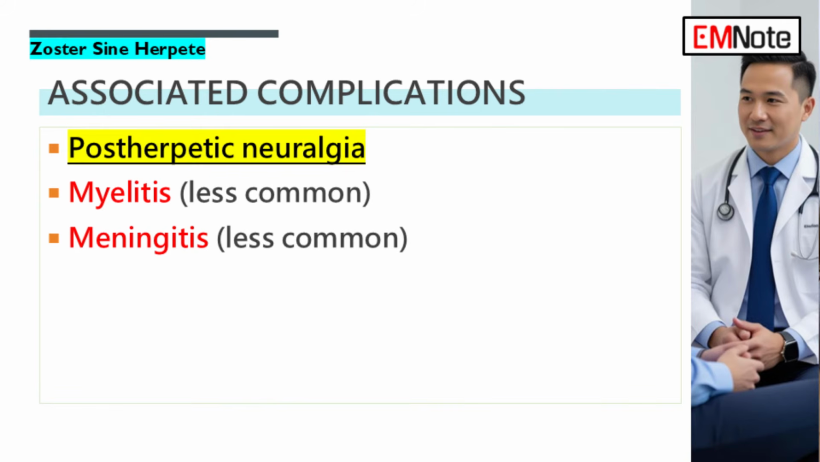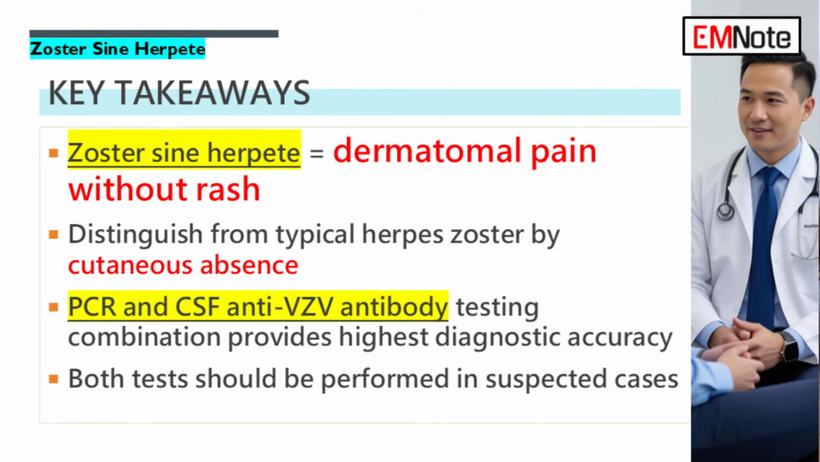Exactly. If your clinical suspicion is high, meaning acute, severe pain, strictly following a dermatome with no obvious mechanical cause, then the risk of the procedure is, well, it's far less than the risk of chronic pain from untreated ZSH. That makes sense. That clarifies the rationale. Yeah. So this leads us to the best strategy overall for diagnosis.